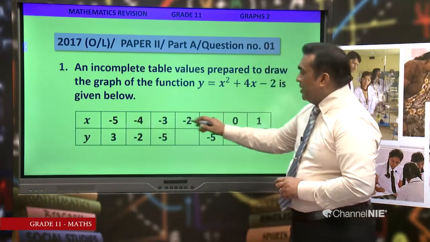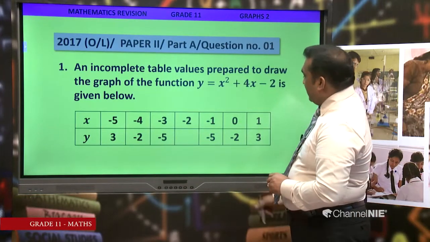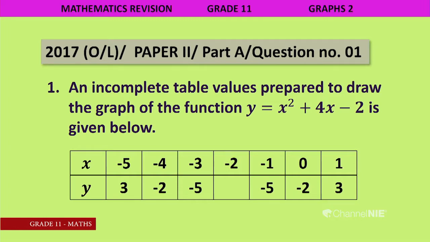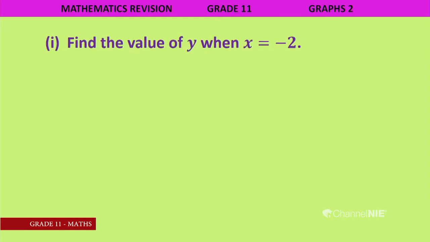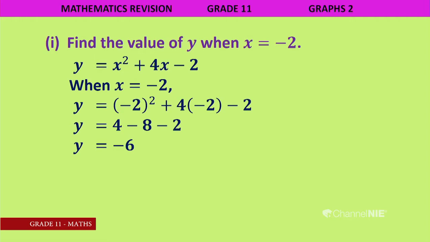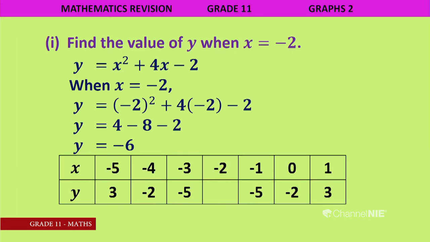This is the table of values. The minus side is greater than the plus side. It means minus values spread up to minus 5 and plus up to 1. Let's see the empty value first, according to the question. Find the value of y when x equals minus 2. Substitute minus 2 instead of x: minus 2 squared plus 4 times minus 2, that is 4 minus 8 minus 2. Finally, you have minus 6. This is the completed table of values.